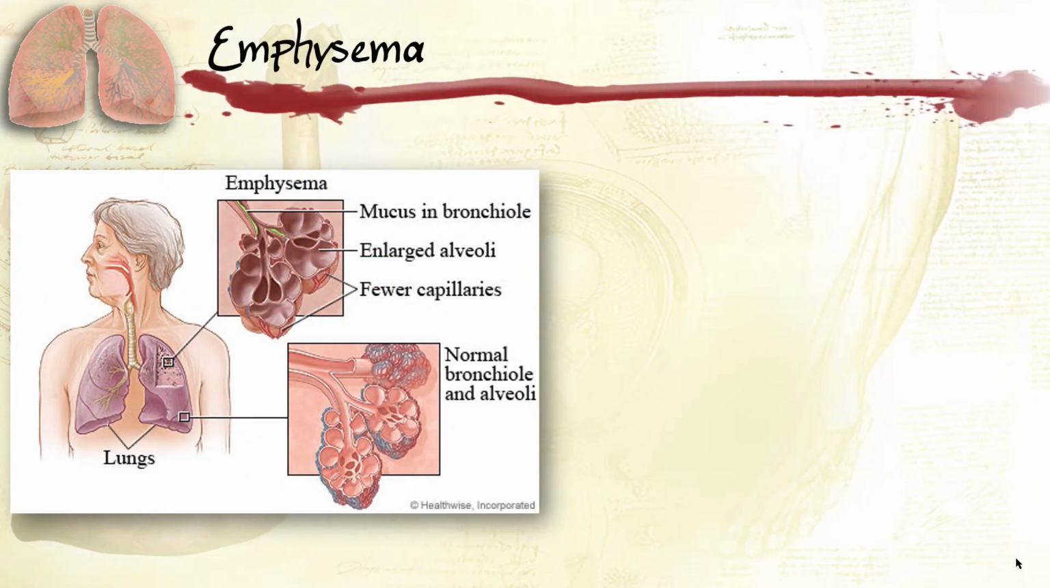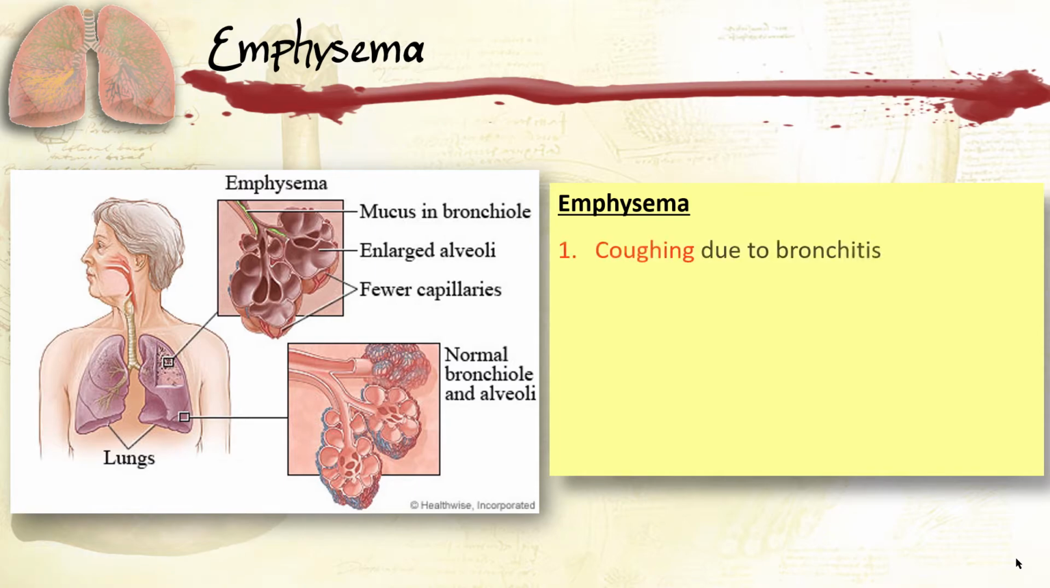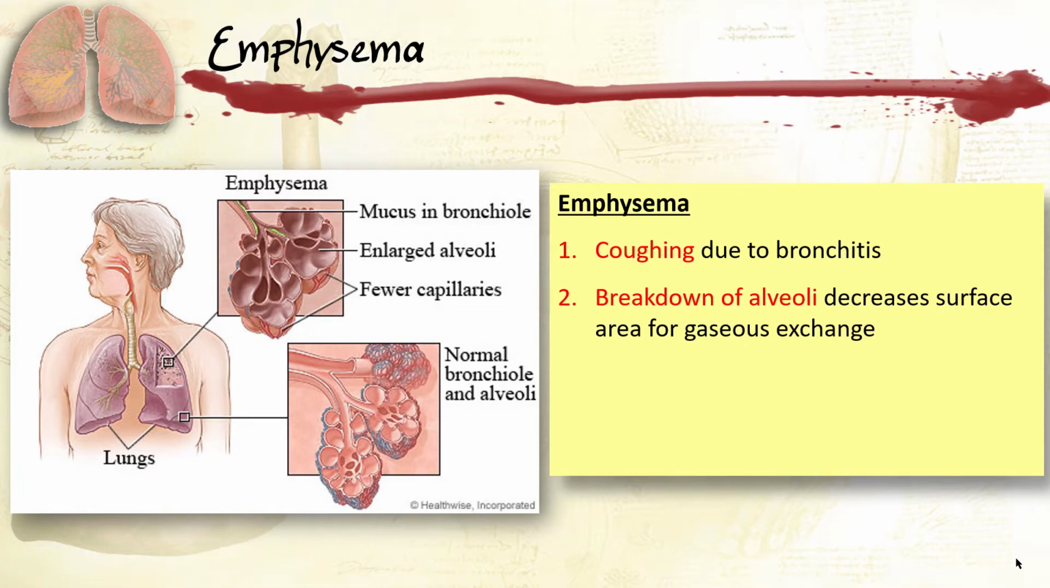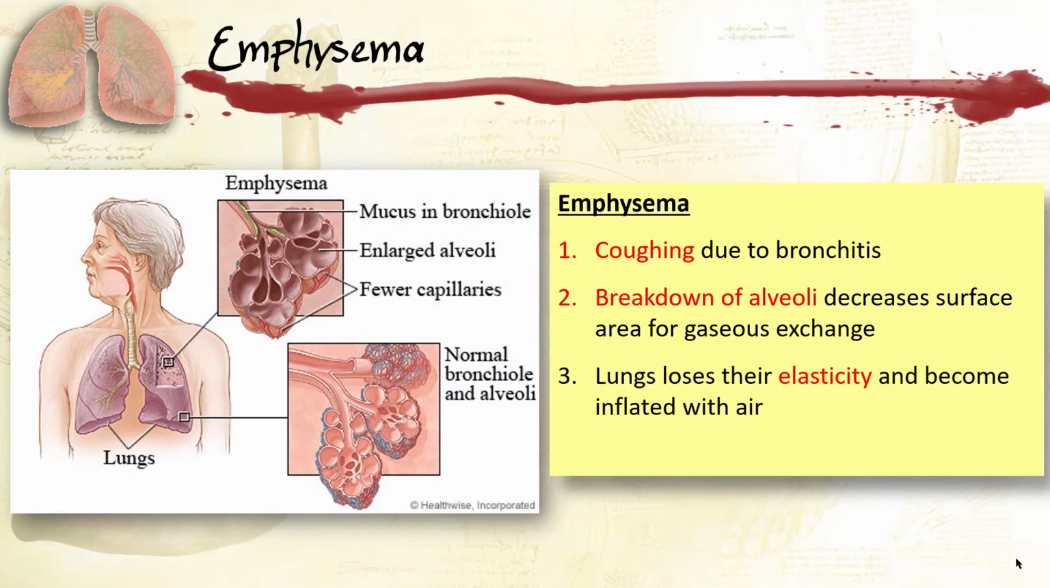Next, we have emphysema. Emphysema is the coughing due to bronchitis, as we have mentioned earlier. So this coughing will break down the alveoli, decreasing the surface area for gaseous exchange. Our lung will lose its elasticity, as you have seen in the video, and become inflated with air. As a result, because we are unable to get sufficient oxygen, we will be wheezing as well as feeling breathlessness.